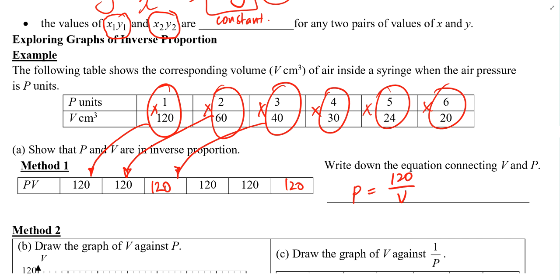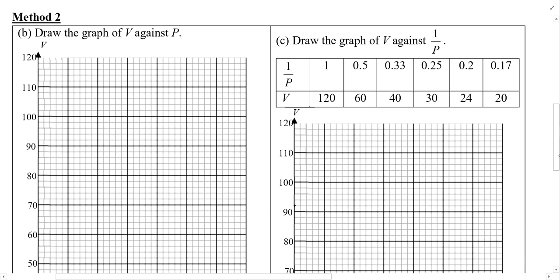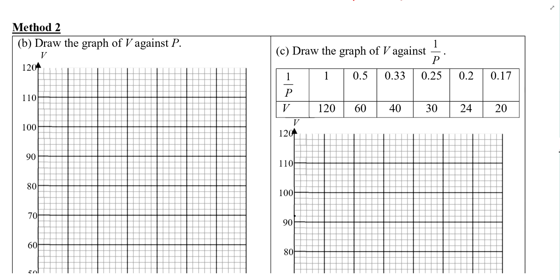Okay? Am I moving too fast? Too fast, anybody? Raise your hand. Okay, then let's go faster. Draw the graph of V against P. Okay, so just do this. Part C, no need to do. Or you can do it during your free time at home. I'm not going to check this. So right now, just do part B.